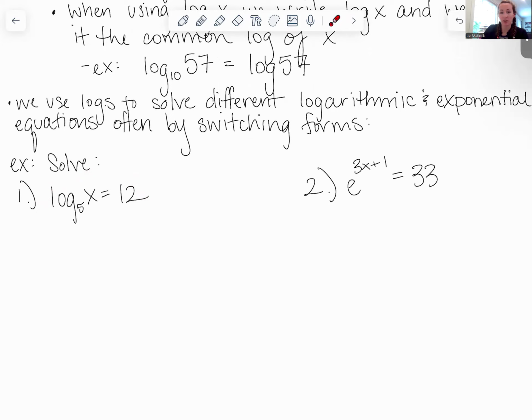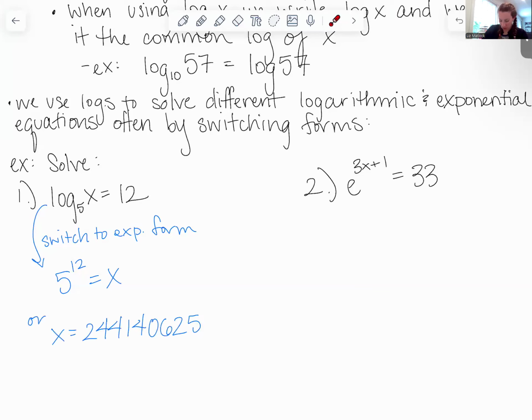So I've got log base 5 of x equals 12, and I'm going to rewrite that in exponential form. That would be x is equal to 5 to the 12th, or that really, really big number. x equals 244,140,625.